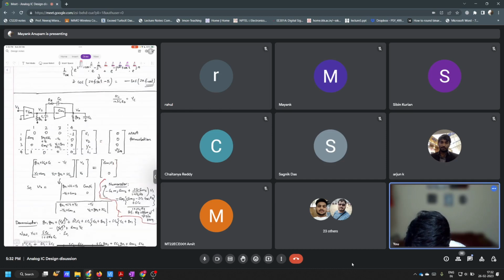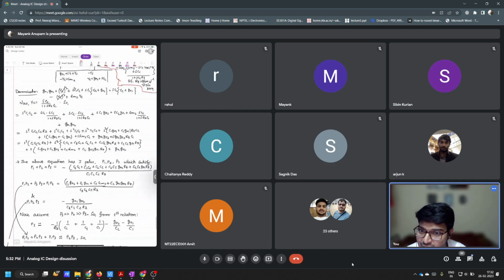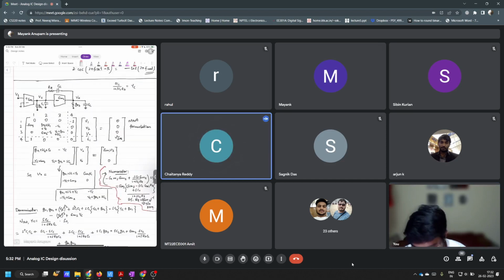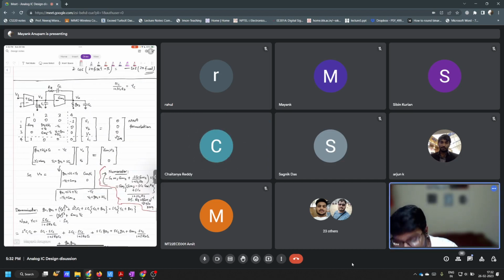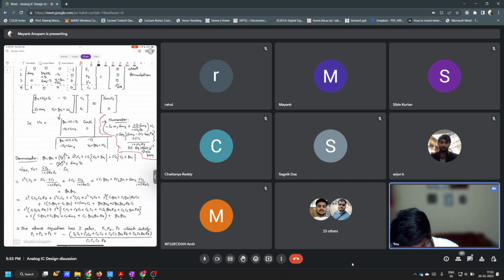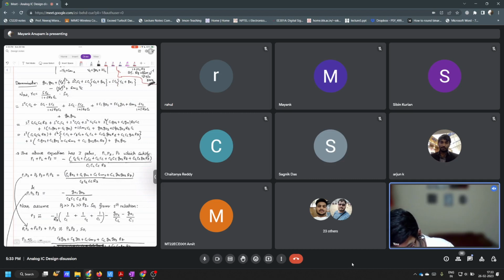So is this visible? Yes, fine. So this is the system, and this is the condition here. You see, when you make sure that RZ is equal to 1 over GM2, then you do not get any zero. And the denominator came out to be this one.